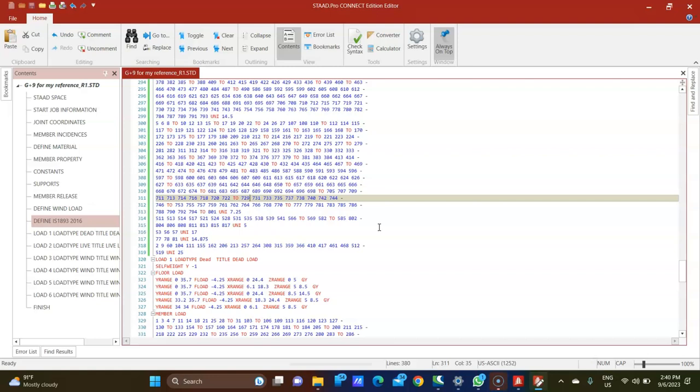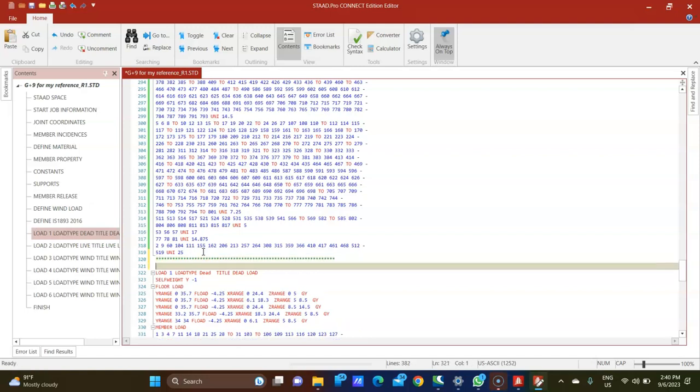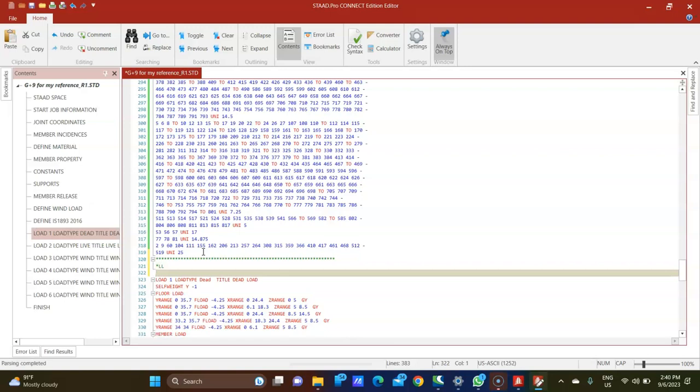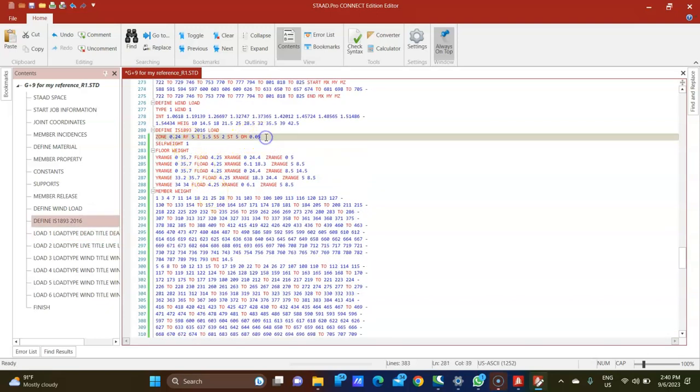So now the STAAD can calculate the load and contribution for CD. Right? So now some percentage of live load. Right? Live load. So up to here you have the dead load. This is for dead load component.